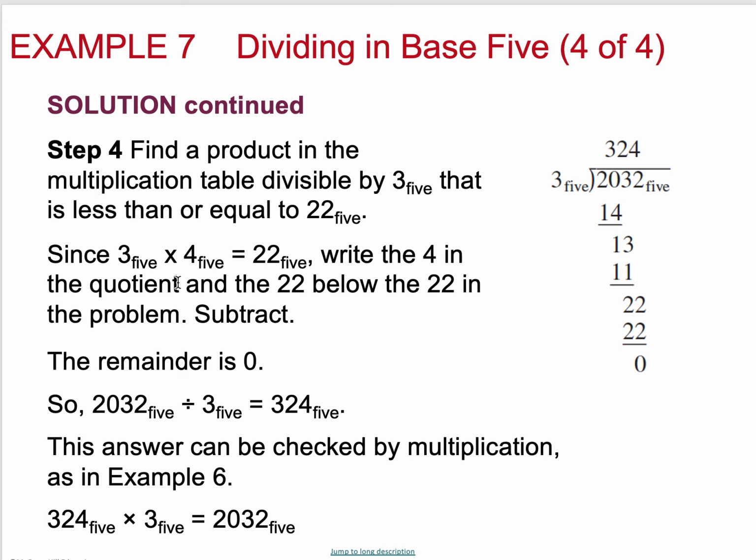And then I'm able to write the 4 in the quotient and the 22 below, subtract them, the remainder is 0. So this gives us 324 base 5 with no remainders. I can also check this by multiplying out the standard form. But for arithmetic in other bases, if you find this overly complex, convert everything to base 10 and then convert your answer back to base 5.